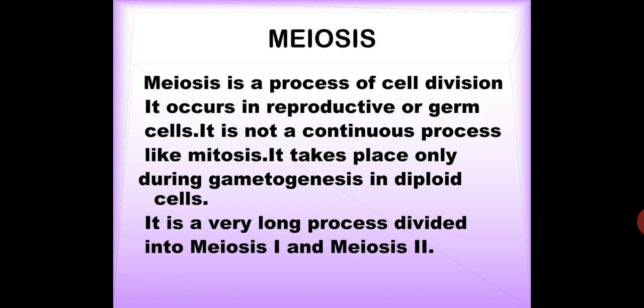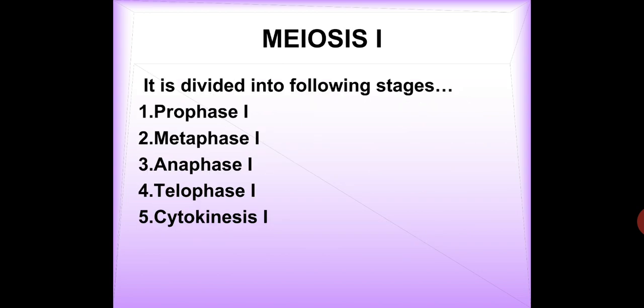We move on now to the definition of meiosis. It is a process of cell division. It occurs in reproductive or germ cells. It is not a continuous process like mitosis. It takes place only during gametogenesis in diploid cells. It is a very long process divided into meiosis 1 and meiosis 2. Meiosis 1 is further divided into prophase 1, metaphase 1, anaphase 1, telophase 1 and cytokinesis 1.